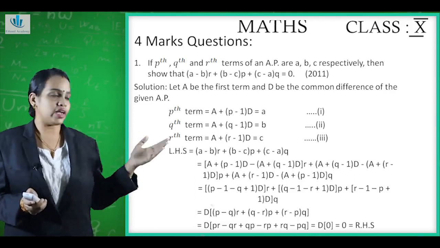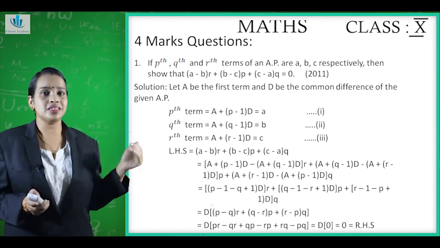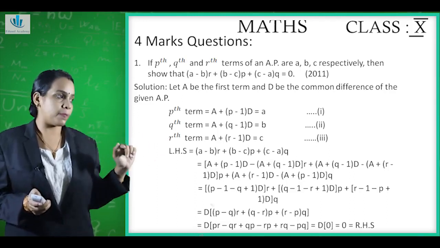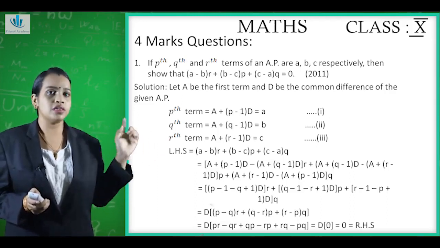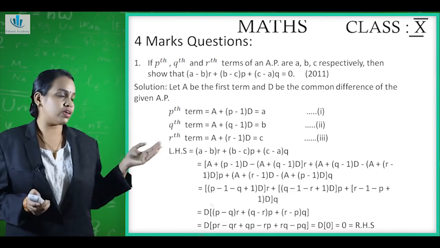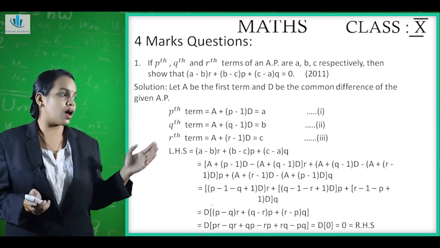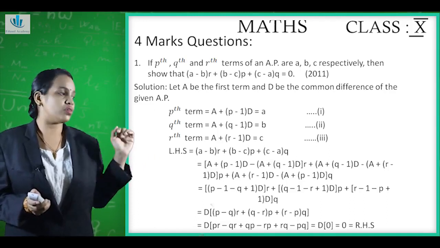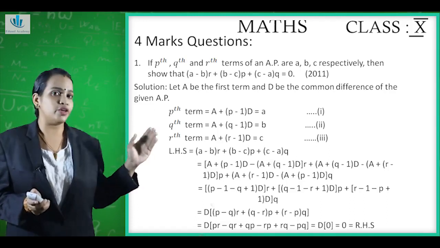Now what we will do? We will take D as common. So it remains P minus 1 plus 1, it gets cancelled. So it becomes P minus Q into R plus. Here also minus 1 plus 1 gives 0. So it becomes Q minus R into P plus, again minus 1 plus 1 goes. So it remains R minus P into Q.